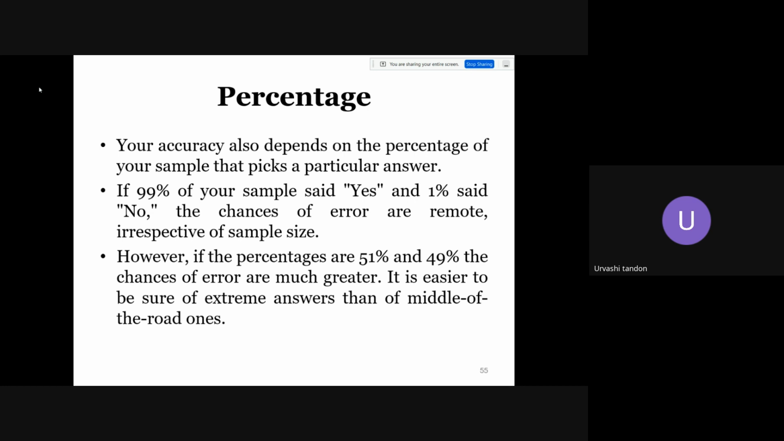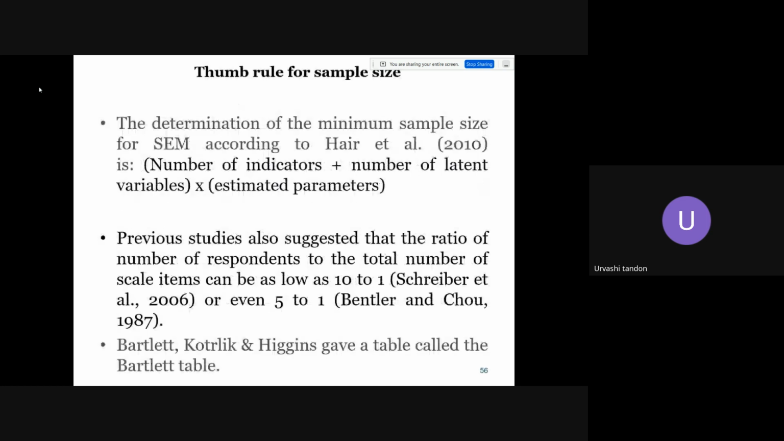However, if the percentages are 51% and 49%, the chances of error are higher. So again, it is easier to be sure because of the extreme answers than of the middle of the road ones, right? Because at times we do get extreme answers. So important again here is the thumb rule for the sample size, because it's not only the formula on which we work. We work on some other.